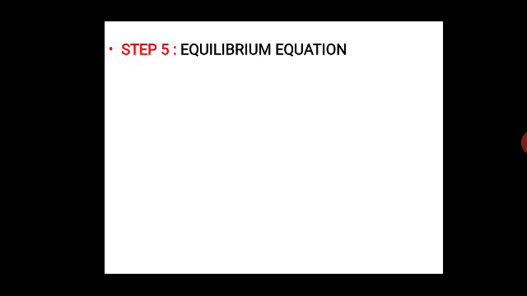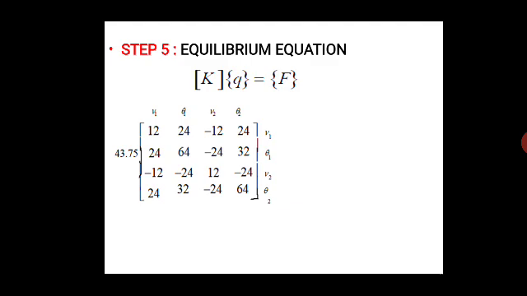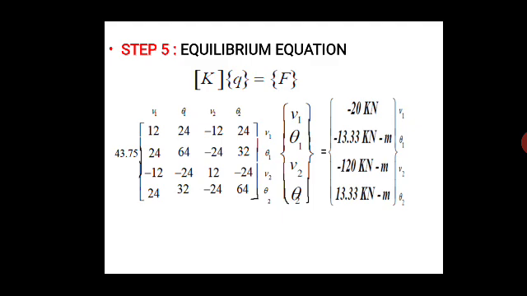Now considering the global stiffness matrix, global displacement vector and global forcing vector, we write the equilibrium equation as KQ is equal to F, where K is the global stiffness matrix and Q is the global displacement vector, and the forcing function, already we have taken the values, that forcing function we need to mention. This is step 5.